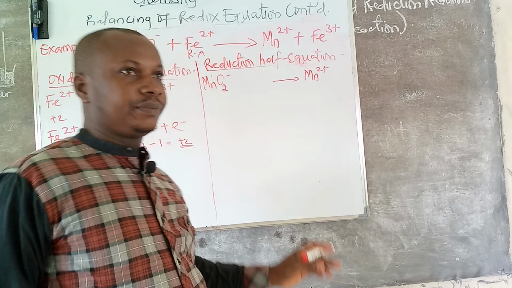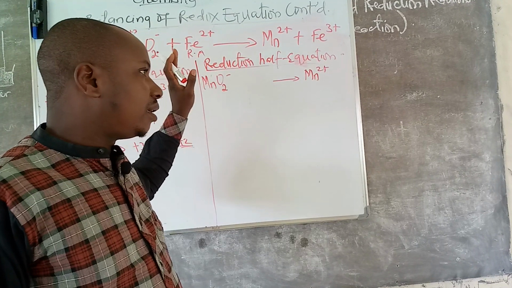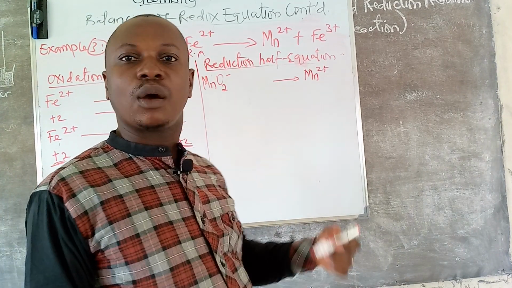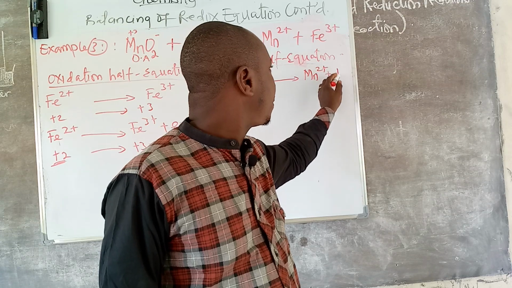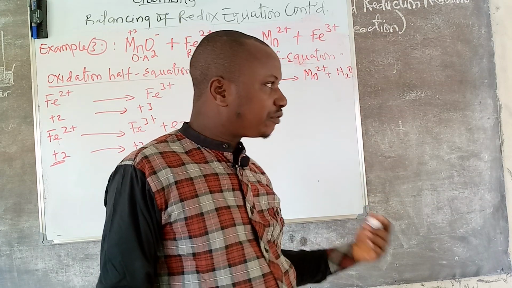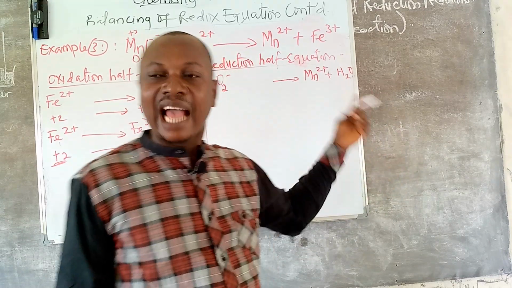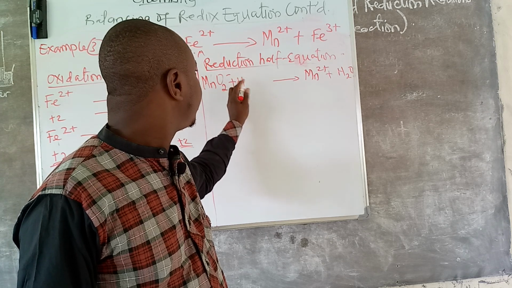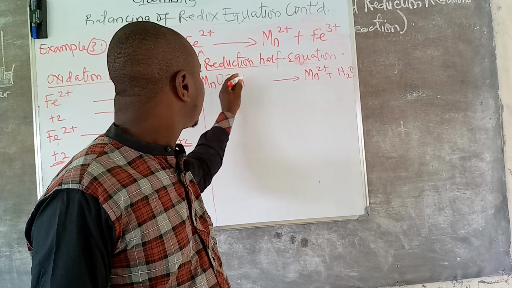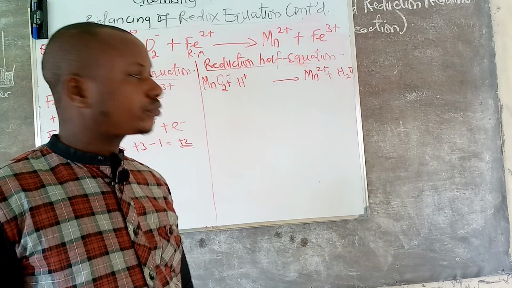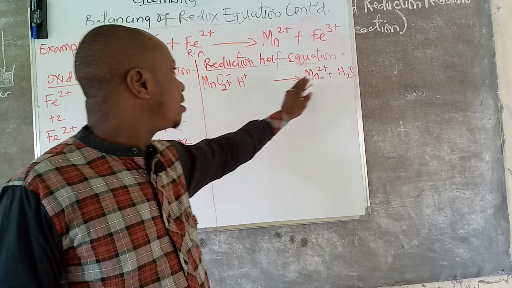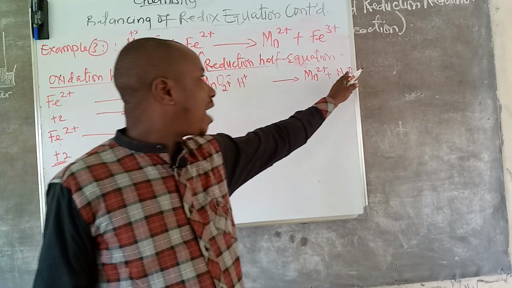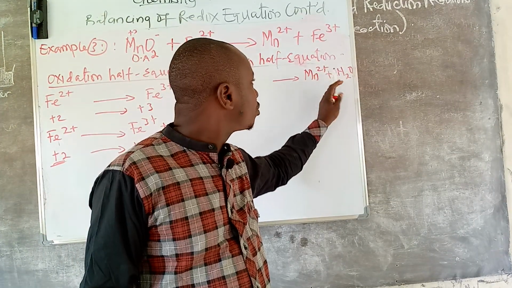Manganese and the manganese. 1 manganese, 1 manganese. To balance the number of oxygen, what do we do? Add water. I'm adding water here. And I have told you, if you have added water, invariably hydrogen has been added. What do you do this side? Add hydrogen ion. Now start balancing. 1 manganese, 1 manganese. 2 oxygen, 1 oxygen. So what do we do? We add 2 here, so that these 2 will affect oxygen.